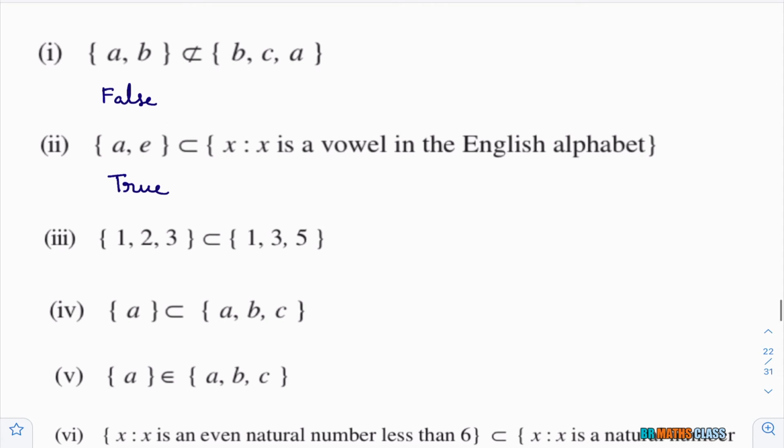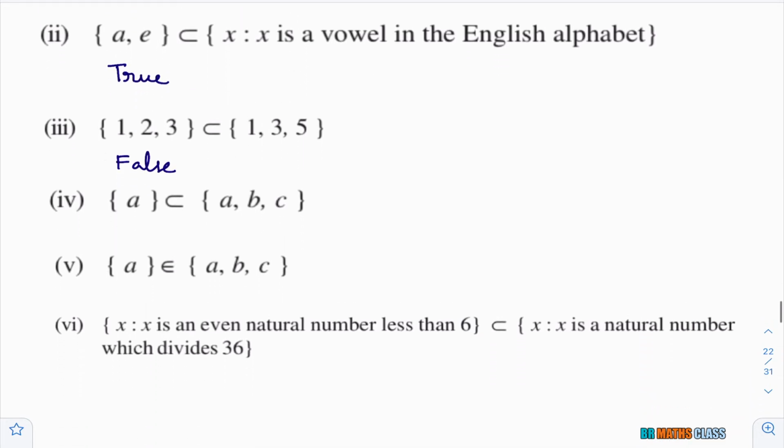Now again, a subset symbol is there. Now you just check whether all the elements present in this set are present in this set. Here, 2 is an element present in this set. Is 2 present in this set? No. So what is the suitable symbol? Not a subset is the suitable symbol actually, because all the elements present in this set are not present in this set. I am saying all the elements. Here, 2 is present in this set, but 2 is not in this set. Because of that reason, not a subset is the suitable symbol. But they gave subset. So this statement is false. Actually, not a subset is the suitable symbol.